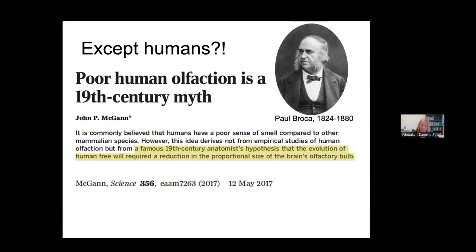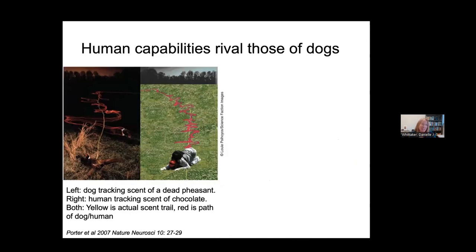And then hidden in this is the idea of a trade-off, that if you evolve to be good at one thing, you have to give up something else. But again, there's actually no evidence for this idea that humans have a poor sense of smell. And in fact, more recent studies have shown that human capabilities in the area of smell can actually rival those of dogs. I love this study that this picture is from here on the screen. There's two photographs here.